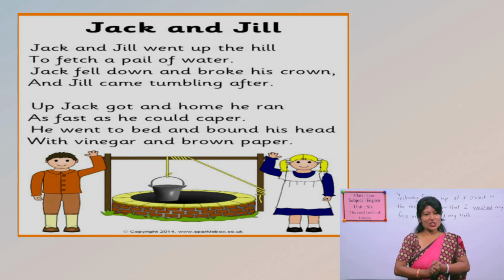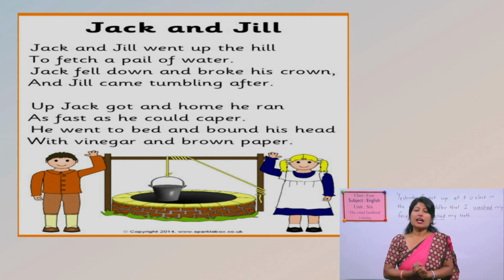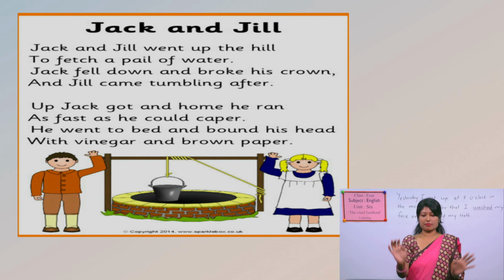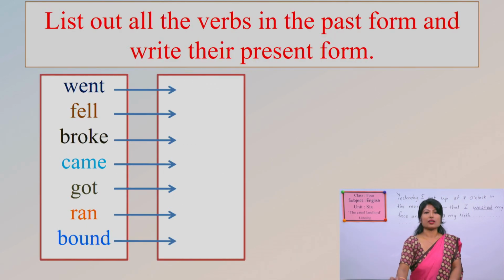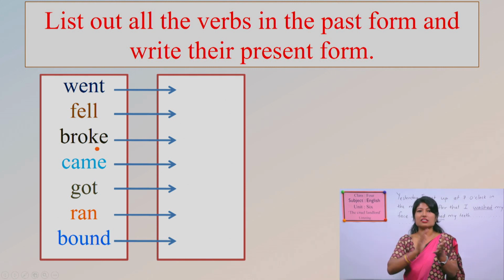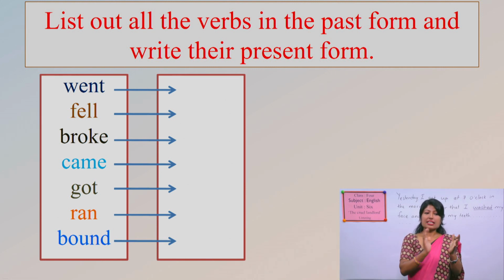Thank you all. Thank you for enjoying the chant with me. Now, tell me, in this Jack and Jill song, which verbs were there which were in the past tense? Can you tell me the verbs? All right, look here. Went, fell, broke, came, got, ran, bound. These verbs were there in the Jack and Jill chant. Now, tell me the present form of these verbs.